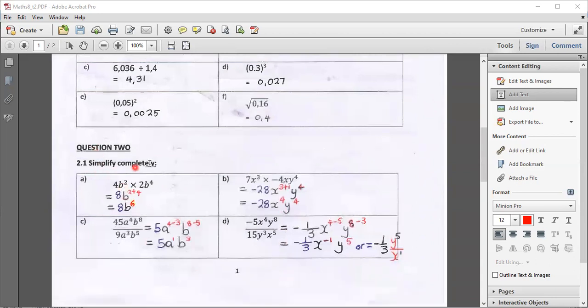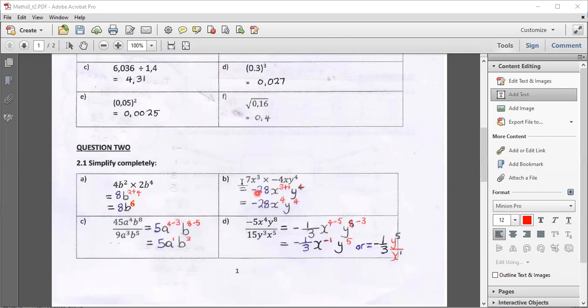Now simplifying algebraic expressions. If you're looking at this, 4 times 2, you multiply your numerical values. 4 times 2 is 8. Now, we're looking at your like terms, b and b. We add 2 plus 4 is 6. So you add exponents of like terms. 2 plus 4 is 6.